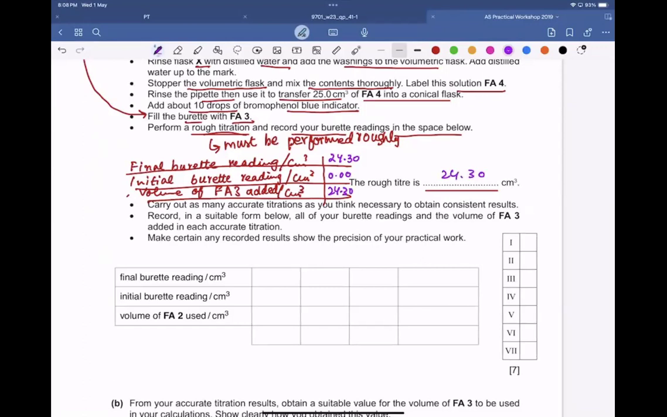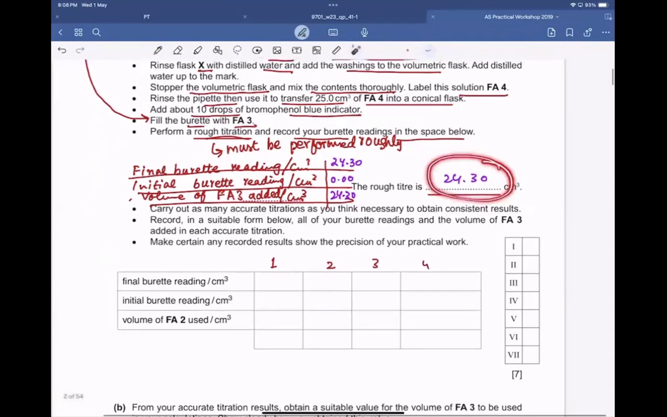So when you are going to perform the accurate ones over here, 1, 2, 3, 4, or so on, those readings must be lower than this one because this is the one which is performed roughly. Is this clear to all of you?